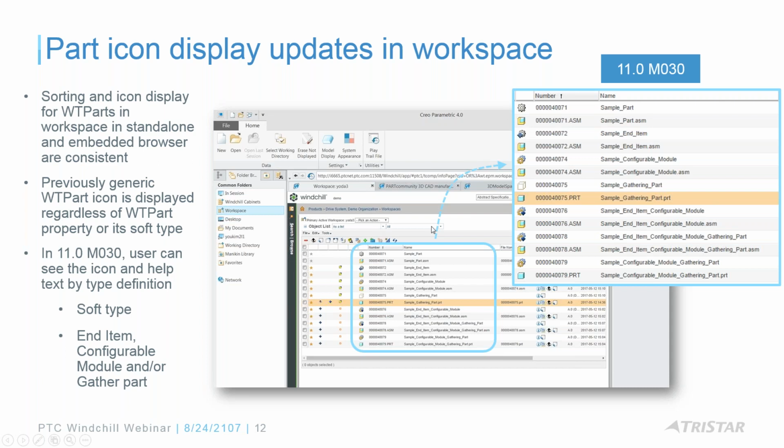You could put a column that showed the text that says end item, but now in Windchill 11 M30, you can actually see the proper icon in your workspaces. So we have a few customers who are using different icons for Windchill parts, and this is just nice for the designers to see what type of part that is right within their workspace.